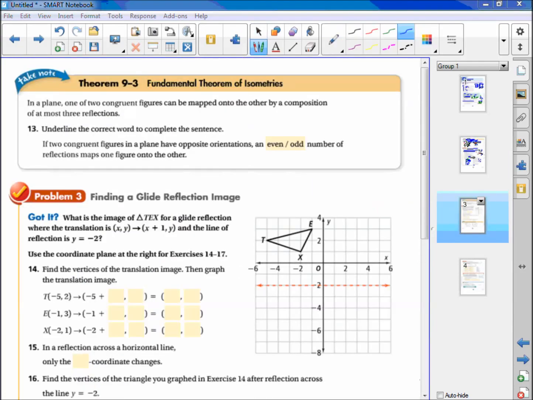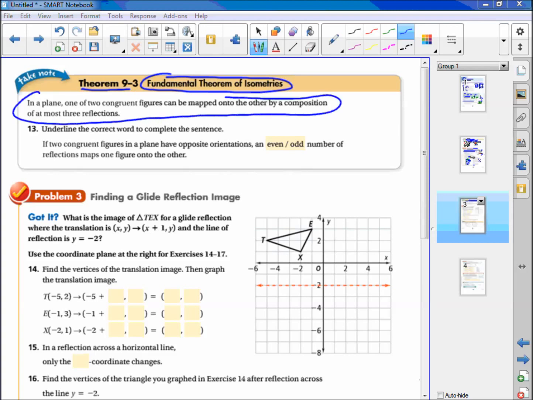All right, on the top of page 3, we have theorem 9-3, the fundamental theorem of isometries. So remember, isometries is moving an image and pre-image are going to be congruent to each other. So we can move it around, but it's going to stay the same size. The orientations might be different, though. So in a plane, one of 2 congruent figures can be mapped onto the other by a composition of at most 3 reflections.